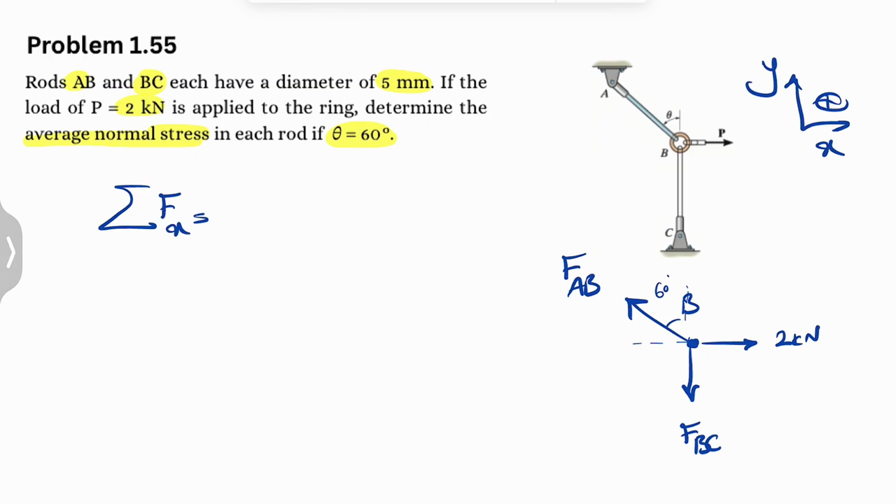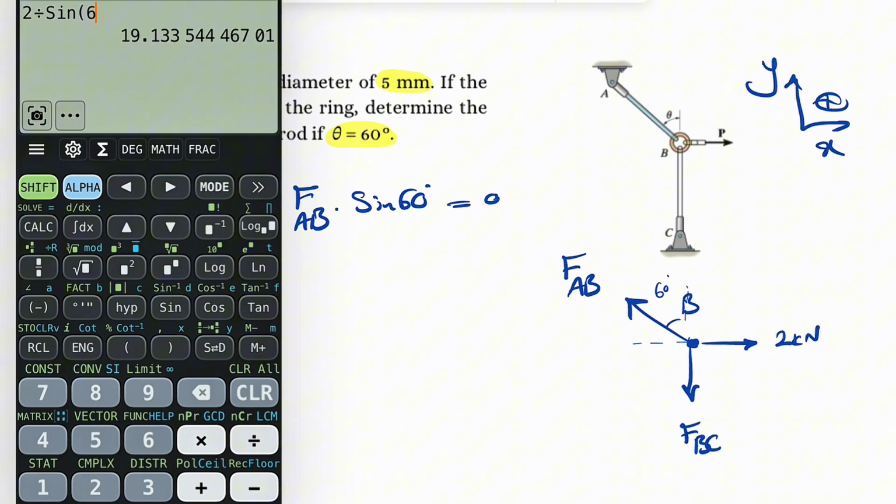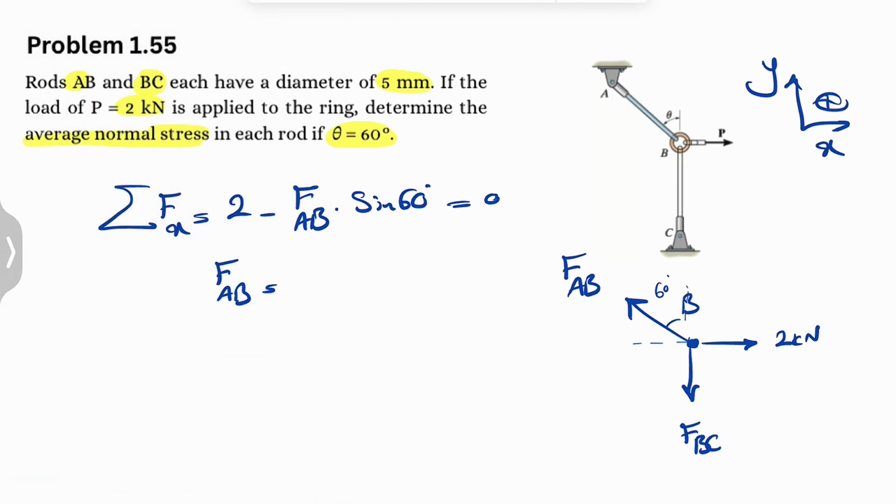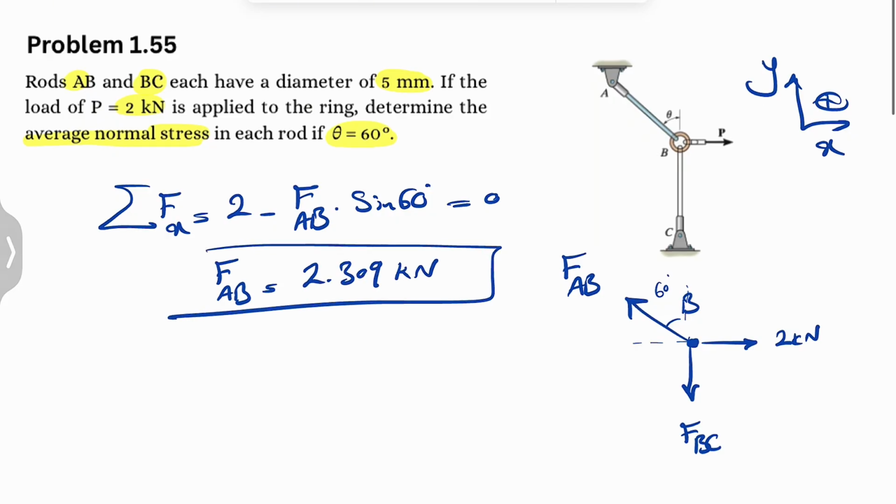So let's start with the sum of Fx. We have the force P, which is positive, so 2 kilonewtons, and negative the x component of FAB, which is FAB sine of 60 degrees, equals 0. So FAB will be 2 divided by sine of 60. That's going to be 2.309 kilonewtons. So that's going to be our FAB. Keep in mind that we're not looking for the force, we're looking for the average normal stress. So it's not over yet.